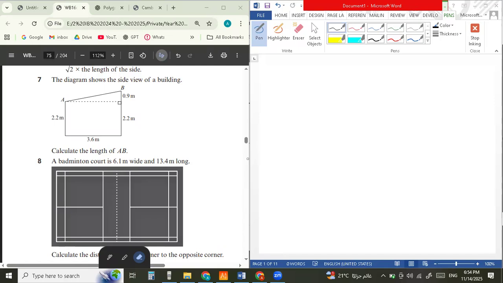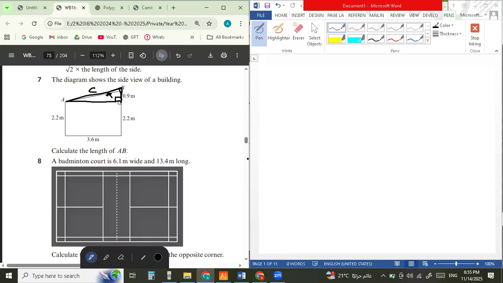Now with question 7, they're saying the diagram shows the side view of a building. Calculate the length of AB. They want this one, AB. I have a triangle over here, and it's not any kind of triangle. It's a right-angled triangle. So the side that they want is actually the hypotenuse.